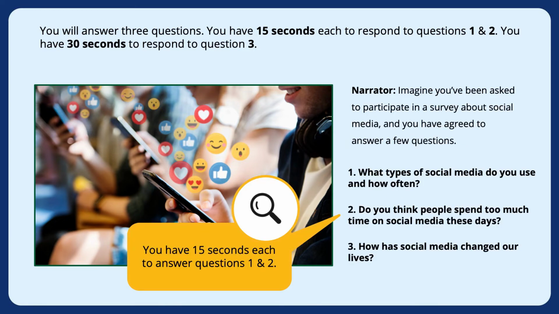So you have 15 seconds each to answer questions 1 and 2. Question number 1 might ask something like, what types of social media do you use and how often? And question number 2 might ask something like, do you think people spend too much time on social media these days? You'll have 15 seconds to answer each of these questions. Question number 3 might ask something like, how has social media changed our lives? And you'll have 30 seconds to respond to question number 3.